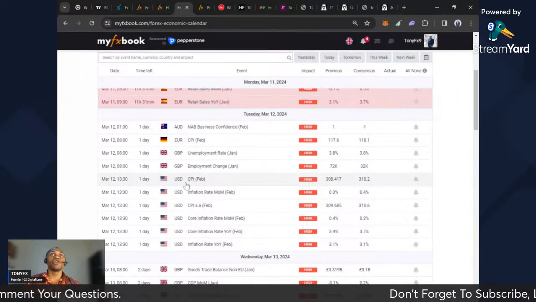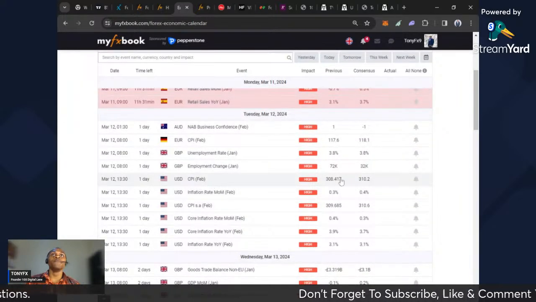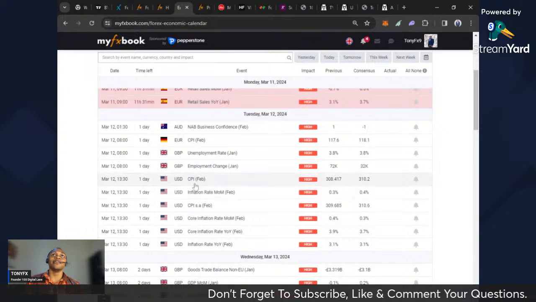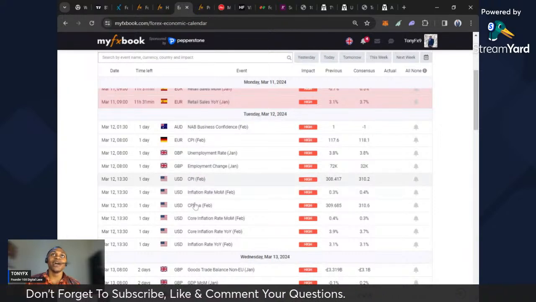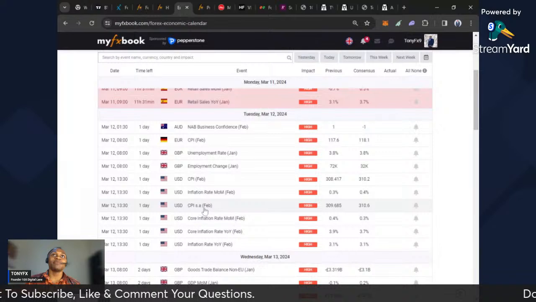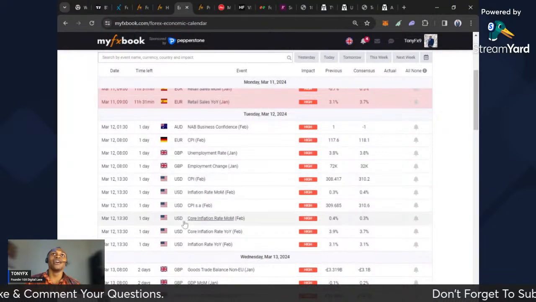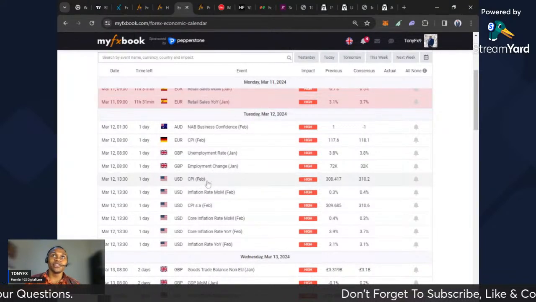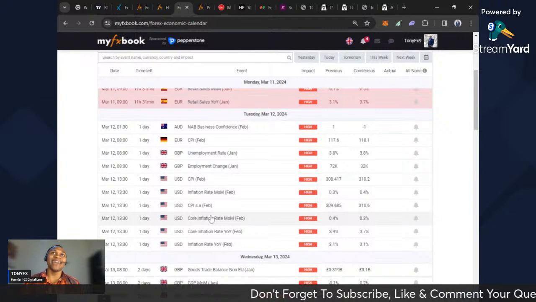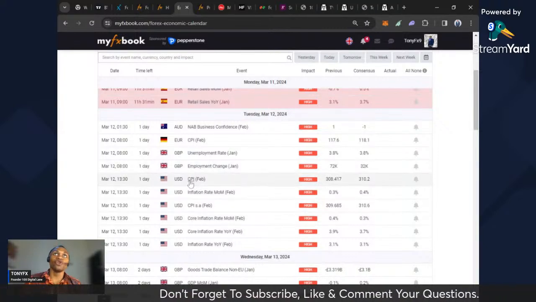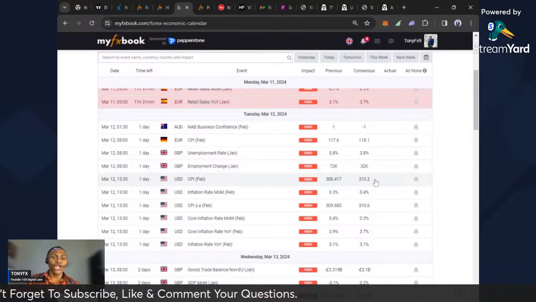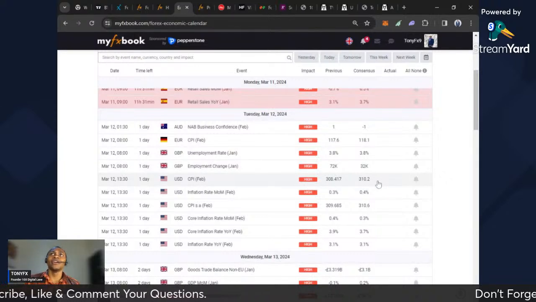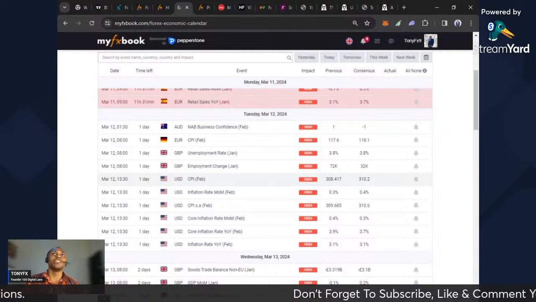New York session, we have CPI for dollar, and this is the major one. Inflation rate month over month, CPI S.A and core inflation rate are derivatives of CPI, meaning they were born out of this CPI. So we're watching out for just CPI for dollar. If you have a figure higher than 310.2, it is good for dollar. If you have a figure lower than 310.2, it is bad for dollar.